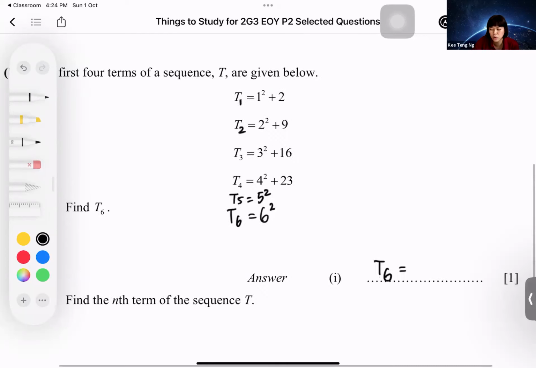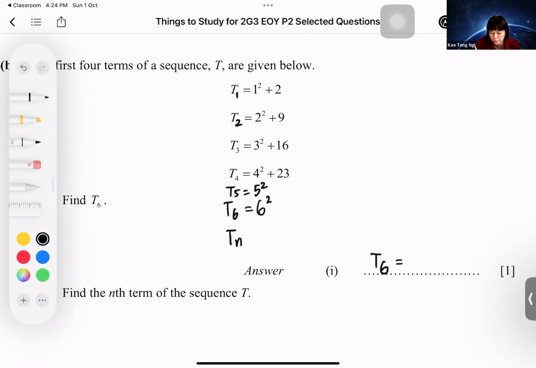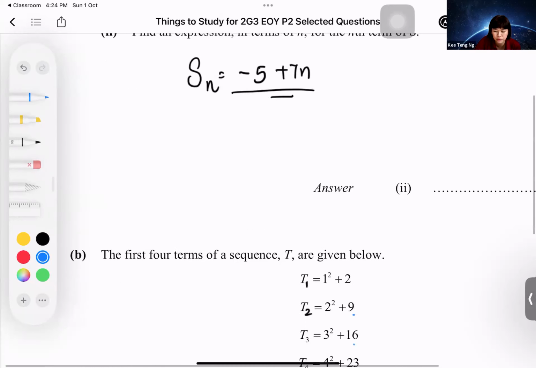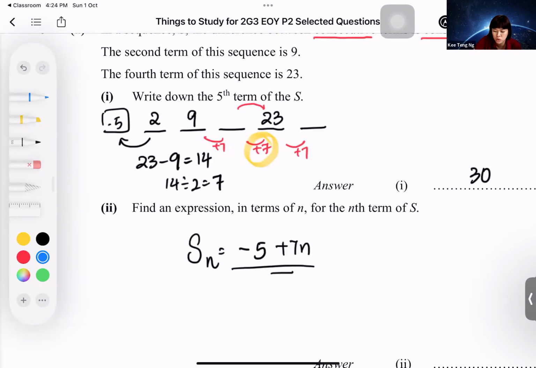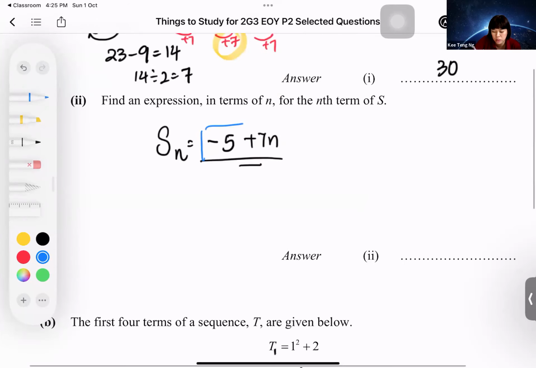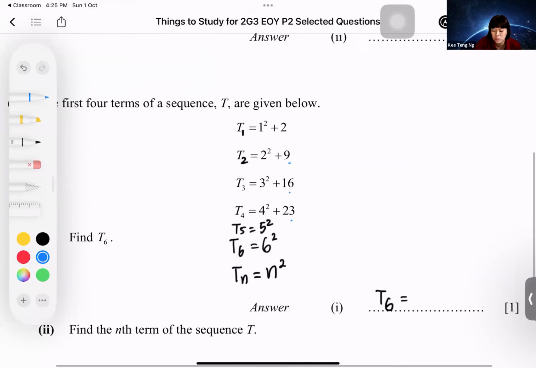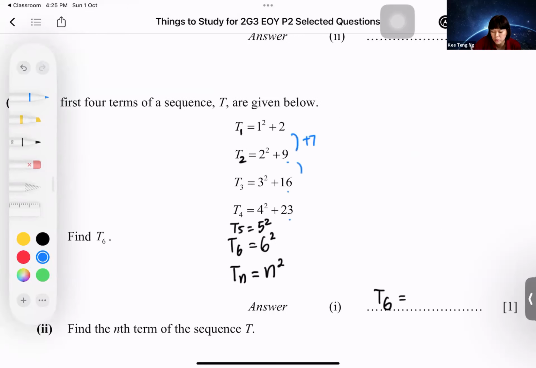Right? So if I have the n term, then this one will be n squared. Is that okay? Then next part, we take a look at 2, 9, 16, 23. This looks a little bit familiar. What do we have? 2, 9, 16, 23. So the formula over here is -5 plus 7n. So in this case, it's always adding 7, adding 7, adding 7.